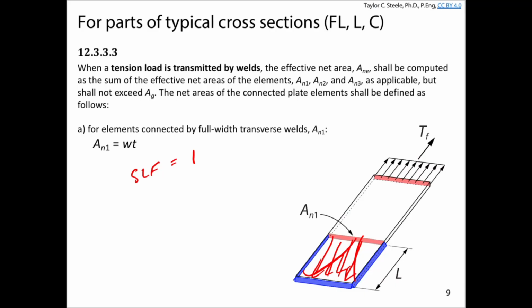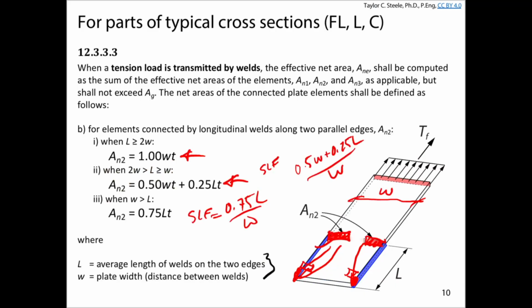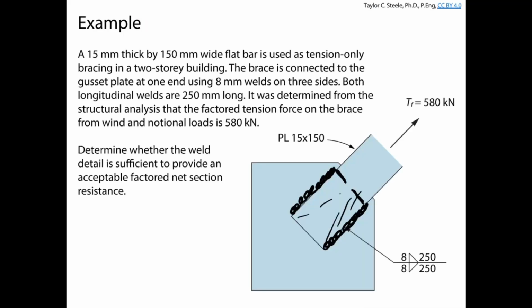Is it this one? No. Is it this one? Yeah, right? We've got 2 longitudinal welds, no transverse weld. This is an AN2 calculation, and that's what we're going to do for our flat bar brace. To calculate AN2, we need to know how long the weld is relative to the width of the plate. Here we know the width of the plate is 150 millimeters. We've been dealing with this flat bar for some time. And from the weld symbol here, we know that the weld length is 250 millimeters.